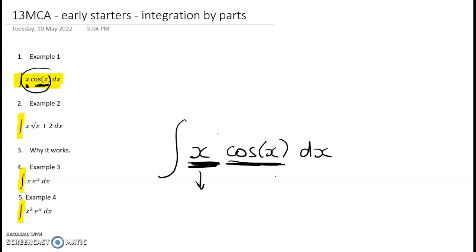If we integrate x, we're going to get x squared on 2. So we don't want to integrate that. Integrating cosine of x, we will get sine of x, which is no better or worse. It's about the same level of messiness. So I'm going to write down here I for integrate, and L for leave the x alone. And underneath it, I'm going to write I and then D for differentiate. So this is going to be the first term, and this is going to be the second term.